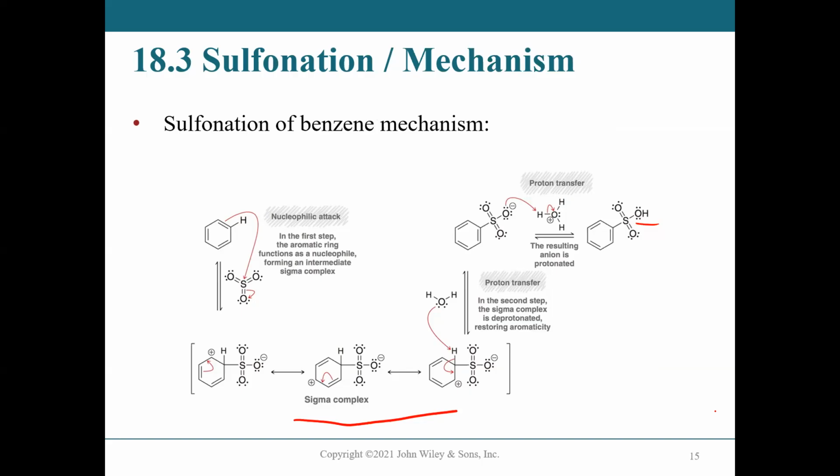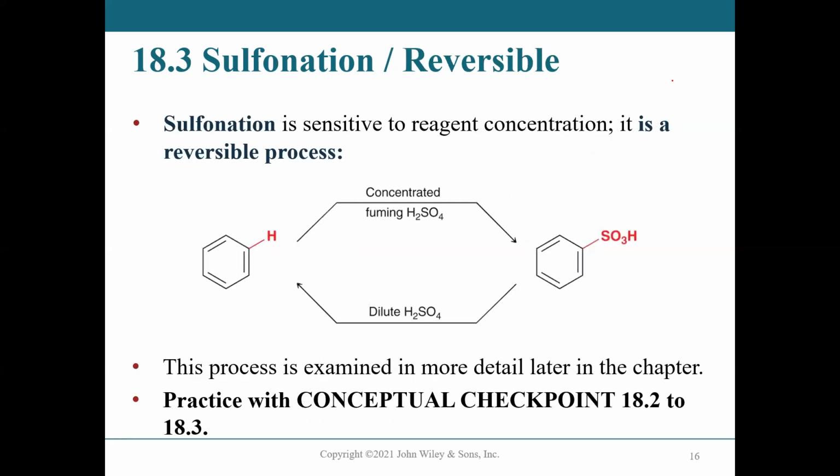And they give some examples in the book where sulfonation is used. You can use it for food coloring. You have red 40, and then you have yellow 6, and orange 1. And they said a good example of this is when people are eating their Fruity Pebbles, they're using these dyes to color the Fruity Pebbles. So sulfonation is sensitive to reagent concentration. It's a reversible process.